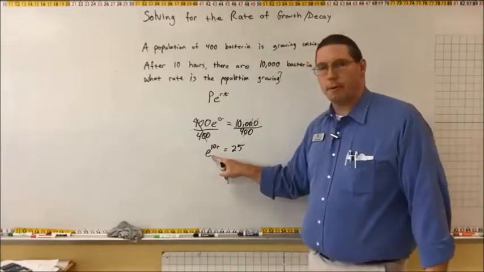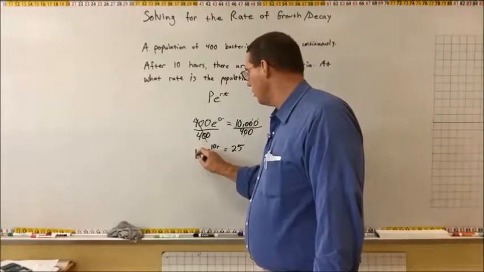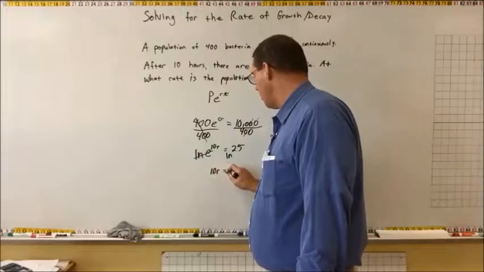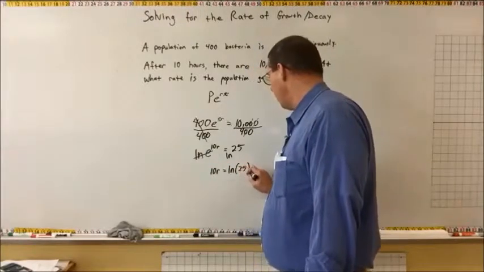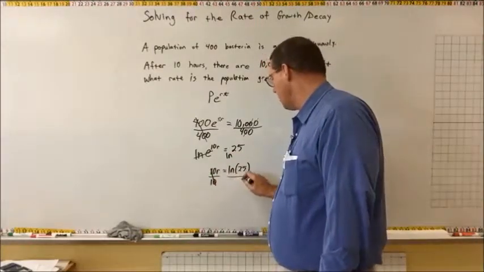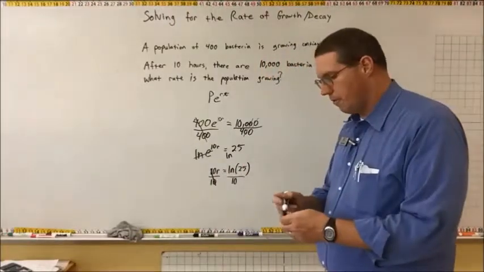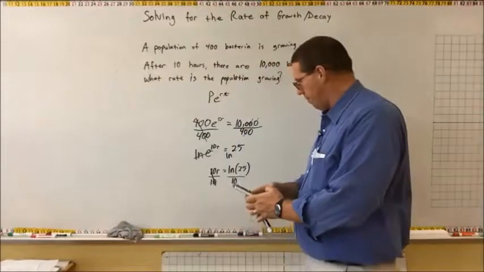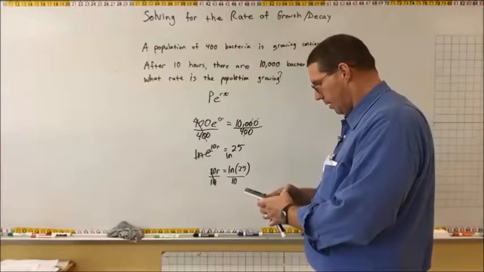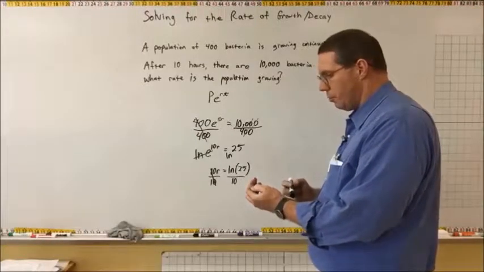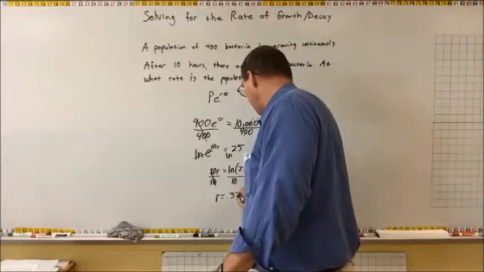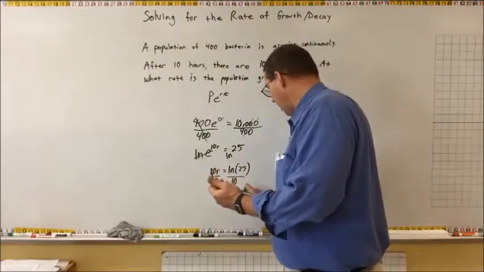Now, to cancel the exponential base of e, we just do a natural log. Do a natural log here and a natural log here. That'll cancel the e, and we have 10r is equal to the natural log of 25. And now, to solve for r, we just divide by 10 on both sides, and we have r is equal to the natural log of 25 over 10. So we'll grab a calculator, and we'll type in ln 25 divided by 10, and we get 0.32188. Okay, so r is equal to 0.3219.